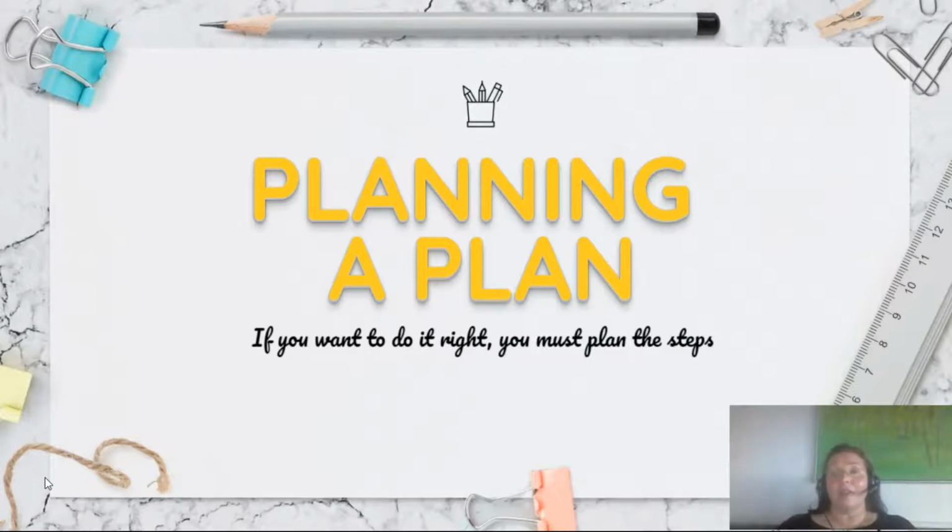The last part is called planning a plan. This is the part where you are expected to write a proper report. And in a way, this is also the part where you make preparations for the final digital marketing plan if you are planning to write one. The idea is also to draw together everything you've been doing earlier. So planning a plan. If you want to make it right, you must plan your steps. That is the topic here.